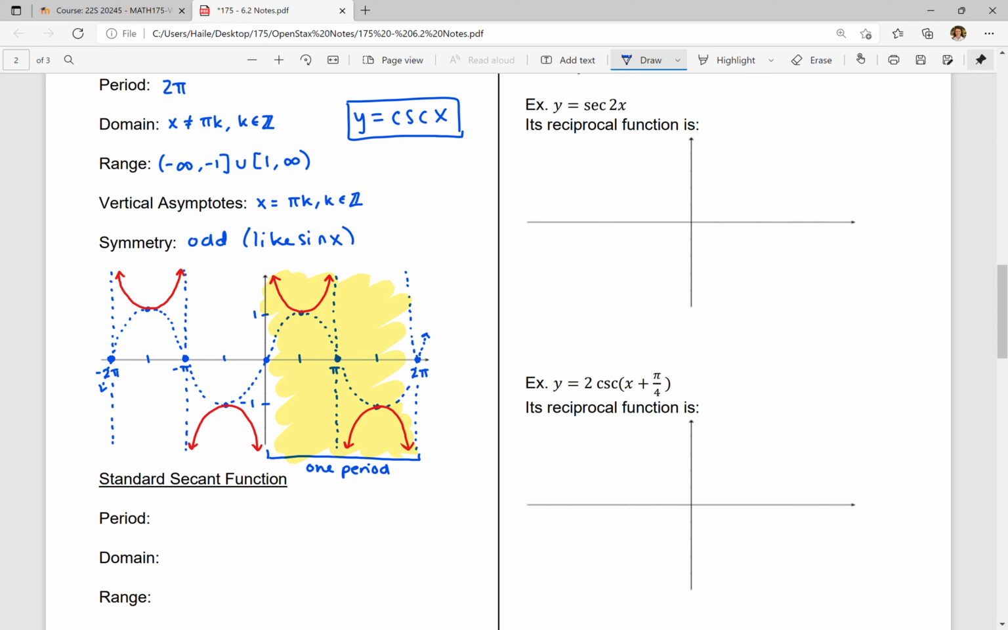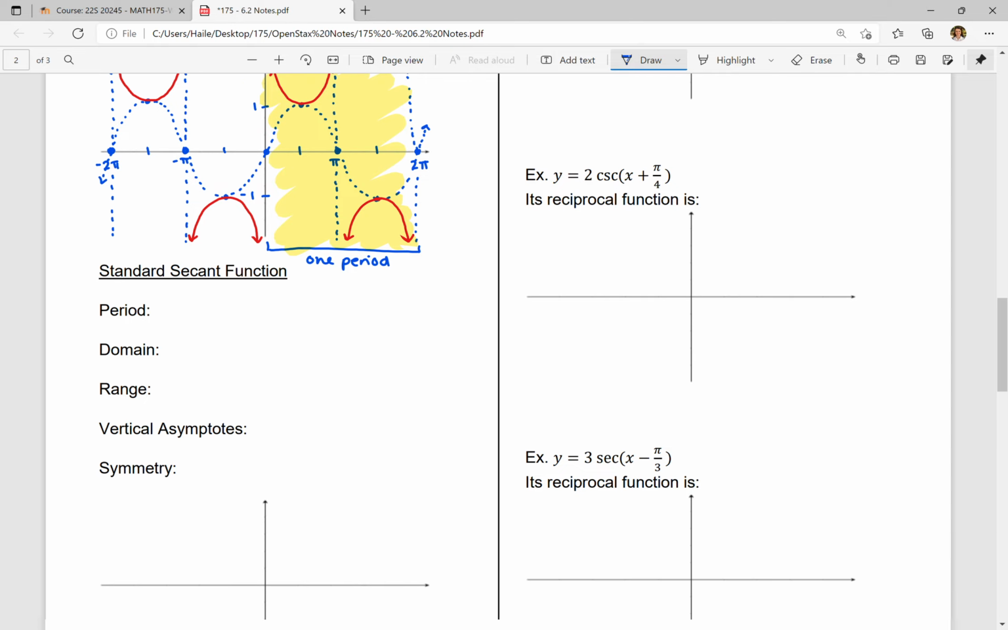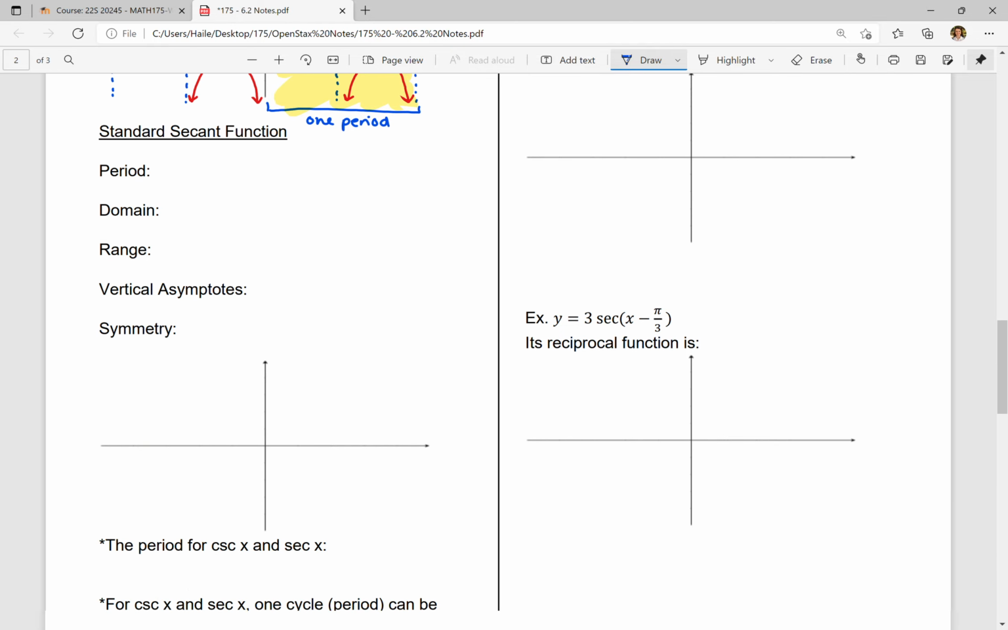Okay, so that's the graph of cosecant. Now let's go through the graph of secant. So this is really similar to cosine. So we write the secant function as y equals secant of x. Once again, the period is 2 pi. We'll talk about the domain, range, and vertical asymptotes once we get the graph. This time, the secant function is going to be even because it's like cosine of x.